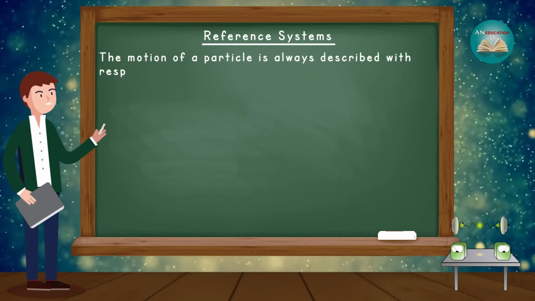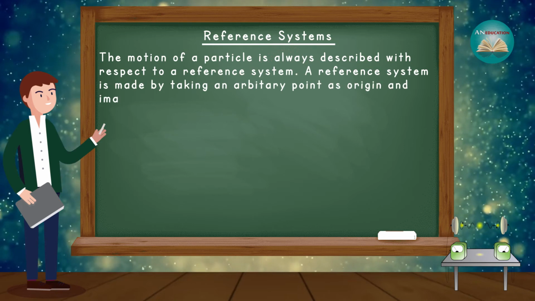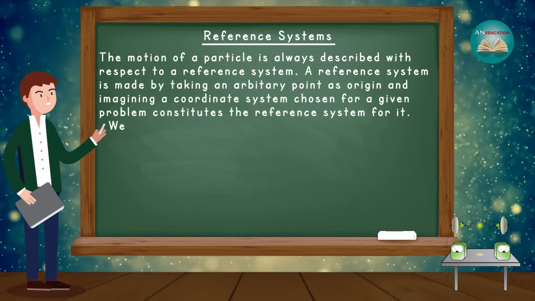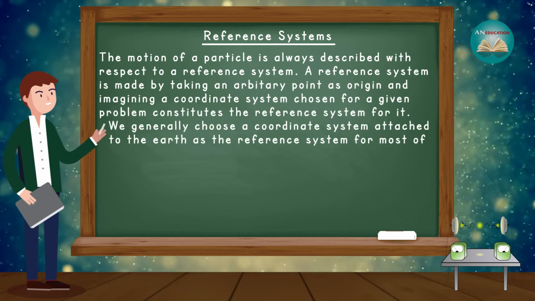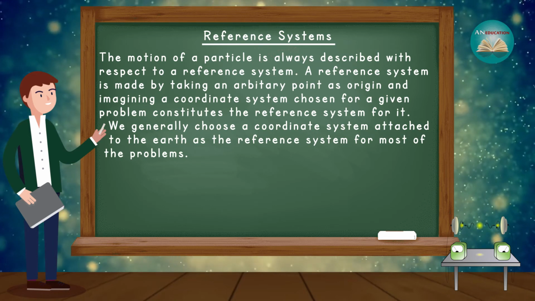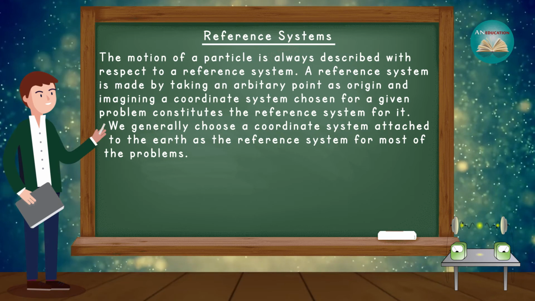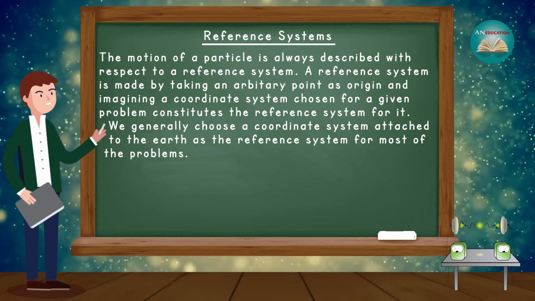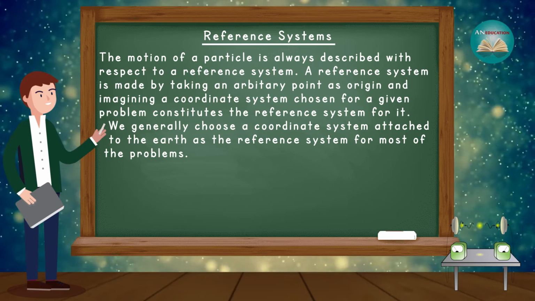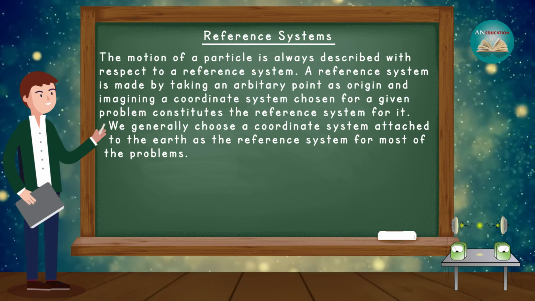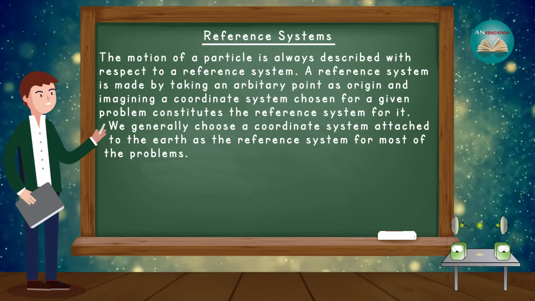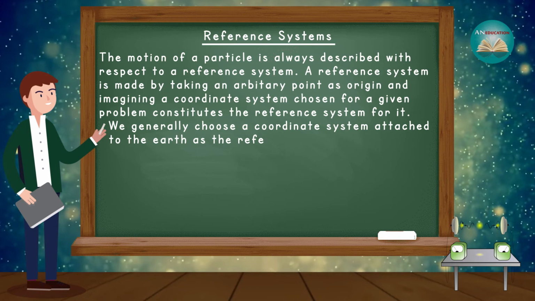The motion of a particle is always described with respect to a reference system. A reference system is made by taking an arbitrary point as origin and imagining a coordinate system chosen for a given problem, which constitutes the reference system for it. We generally choose a coordinate system attached to the earth as the reference system for most of the problems.